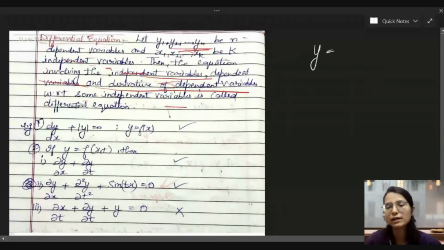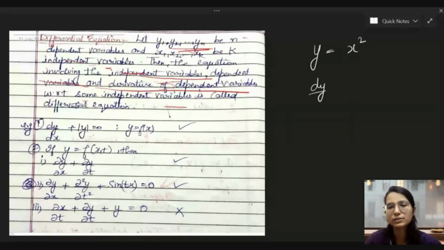I'll give you a brief idea about it. Suppose you have a function y equals x squared. How do you differentiate it? You find its total derivative dy by dx, and in the case of one independent and one dependent variable, there is only a total derivative. In this case, you will find dy by dx as 2x. But this is the very basic idea of what a derivative looks like. So in short, this is what a differential equation is.